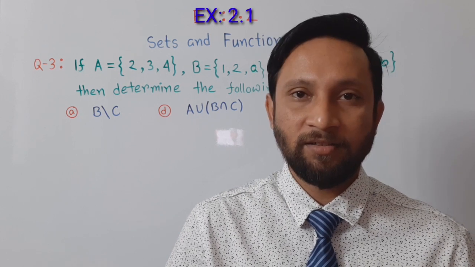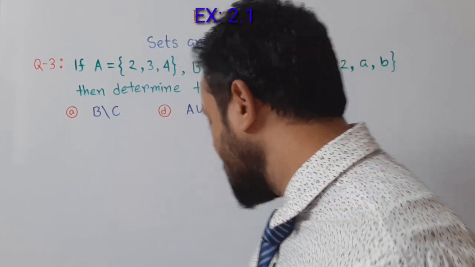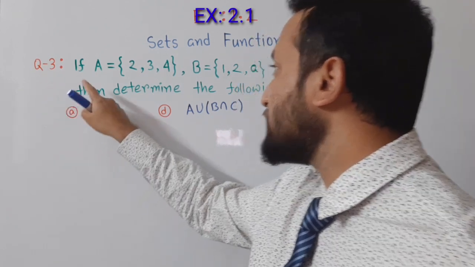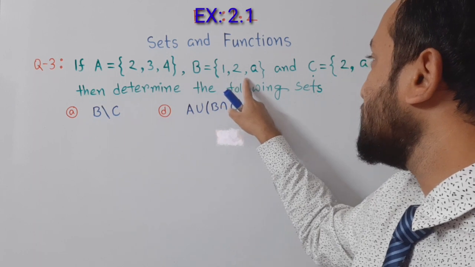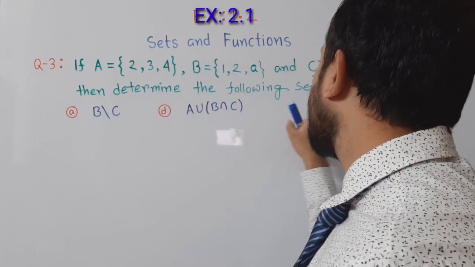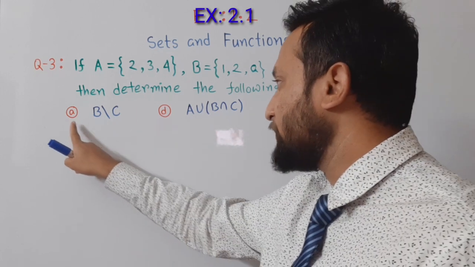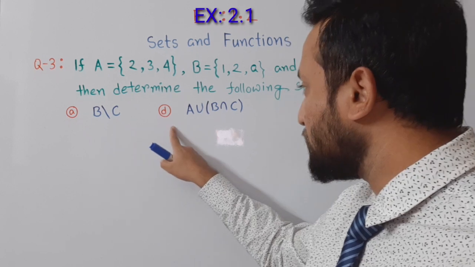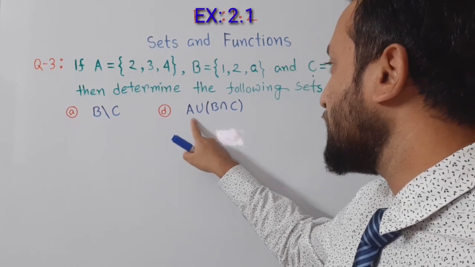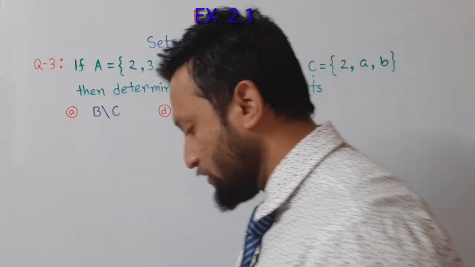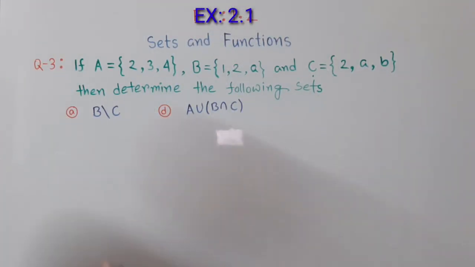Let's start. Here see that I have written a question from your textbook, question number 3. The question is, if set A, set B and set C are given, then determine the following sets. That means the first one we have to determine is the set B minus C, and then another one, the set A union of B intersection of C. Now first one, determine the set B minus C.